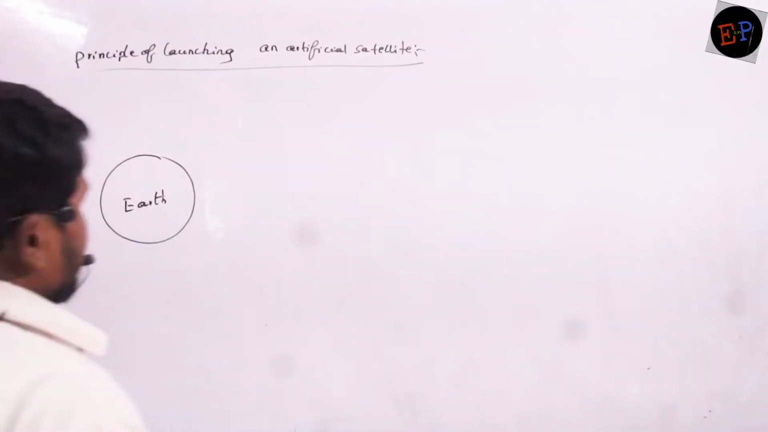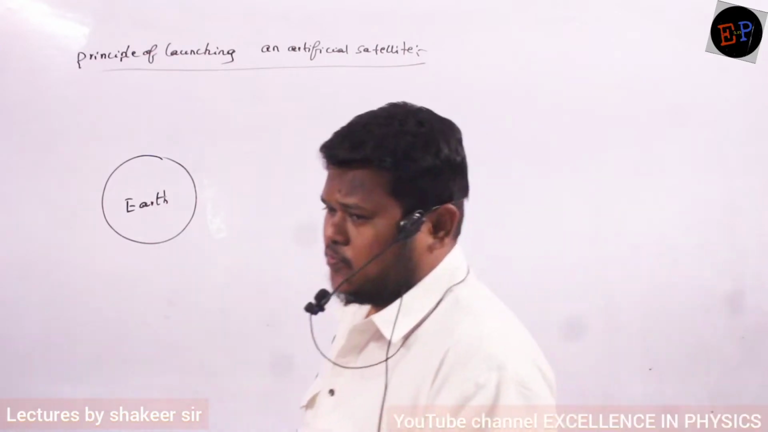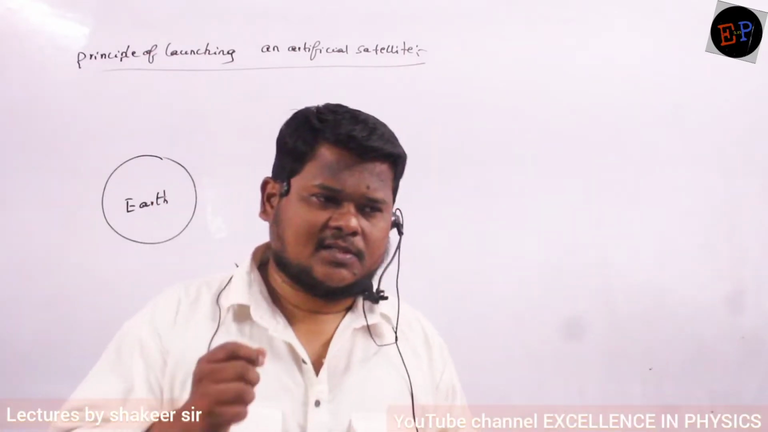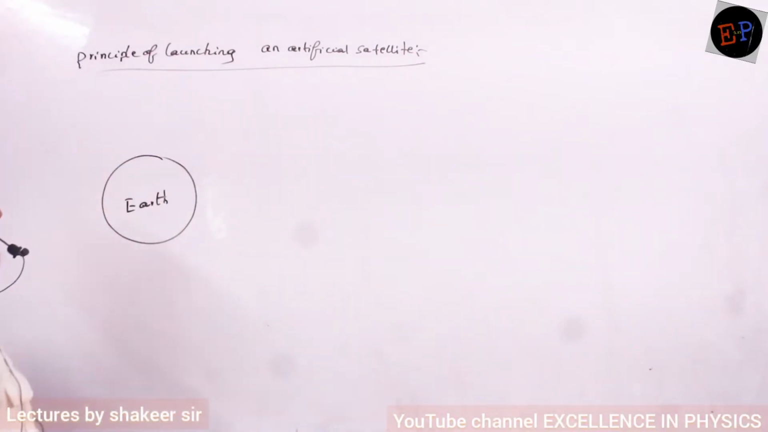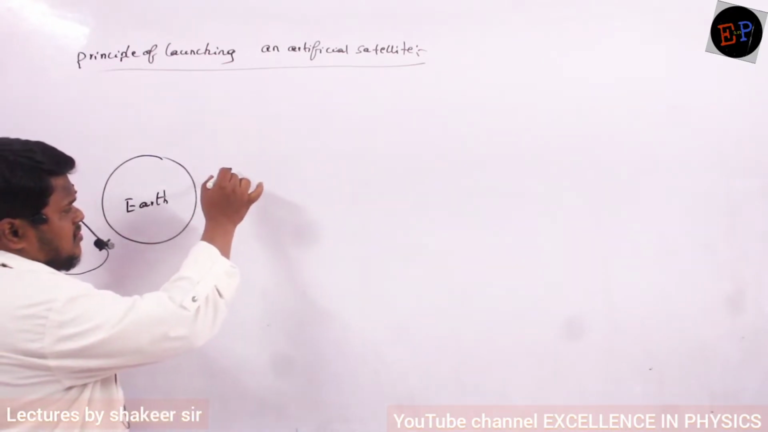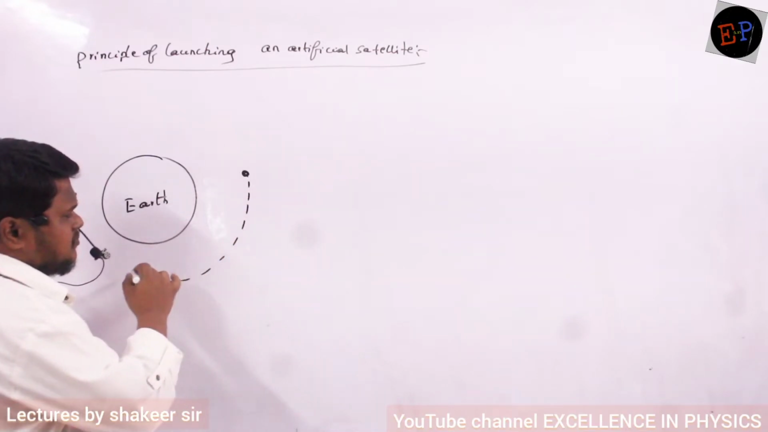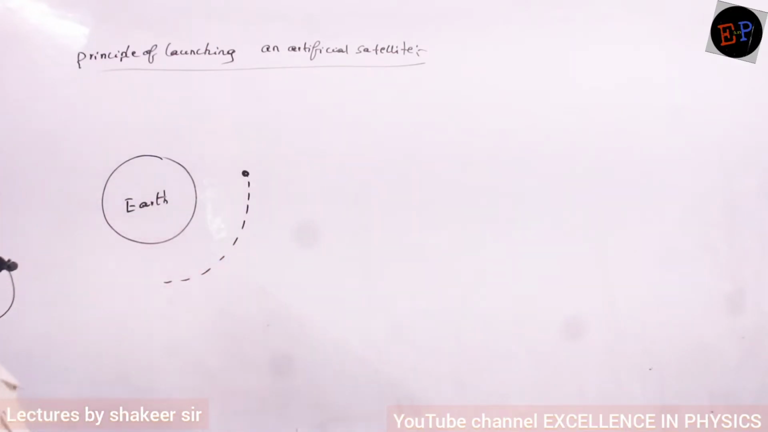So, the principle of launching an artificial satellite. How we are launching the satellites is what we are going to study. Consider there is one satellite revolving around Earth.